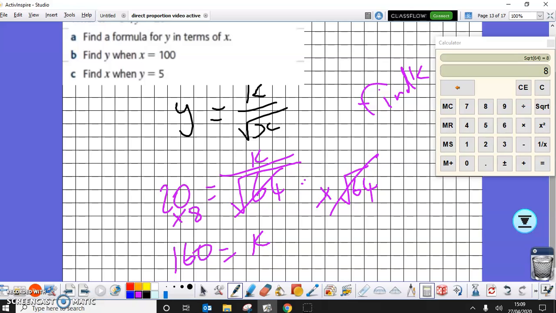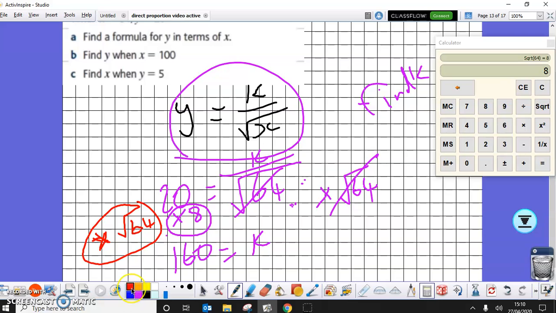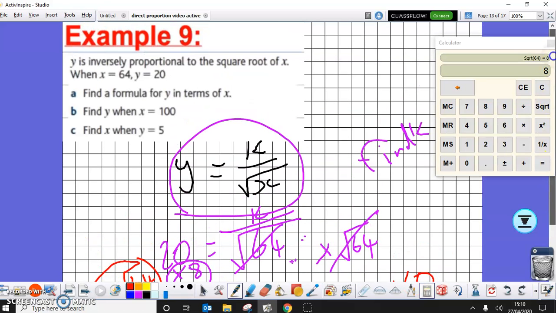Okay. Now whether you times it by square root 64 or you just times it by 8, either one would work. You could turn that into 8 first, this side, and then times it by 8. Alternatively, this side you could times by square root of 64. Either of those two would work. Okay, so we now know that k equals 160, so we're going to rewrite this formula with our k value in: 160 divided by square root of x, and that's the formula y in terms of x.